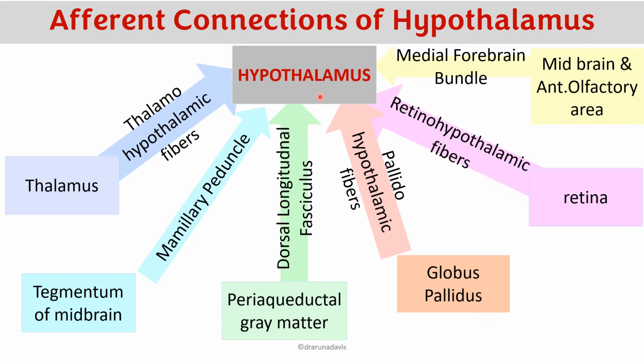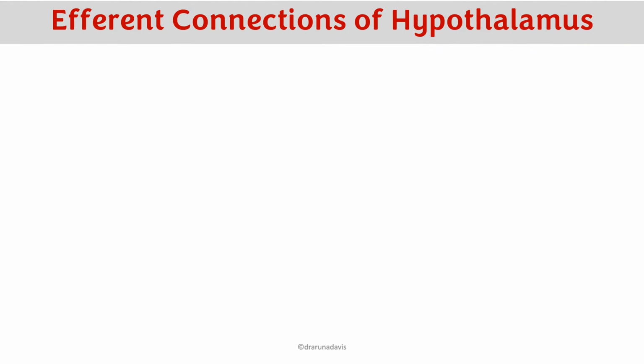So you see that each of these tracts has an important role to play in the functions of the hypothalamus. For example, the retinohypothalamic fibers play a very important role in circadian rhythm. Like that, each of these afferent connections has a role to play, which we'll discuss in the coming slides. Next we'll see the efferent connections of the hypothalamus.